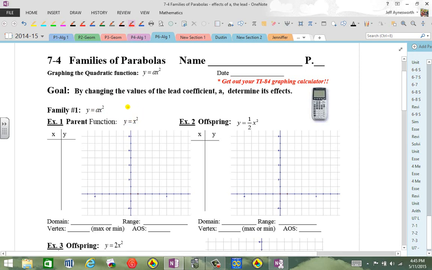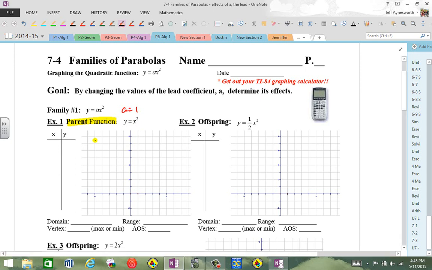Why do you say that? Well, there's a 1 x squared right here, right? So a equals 1, we call that the parent function. The other guys are called the offspring because they look like this, but they're slightly changed. Just like you look like your parents, not exactly the same, but you resemble them in some respects, these functions resemble the parent. So if we learn from the parent, we could figure out the offspring pretty easily.